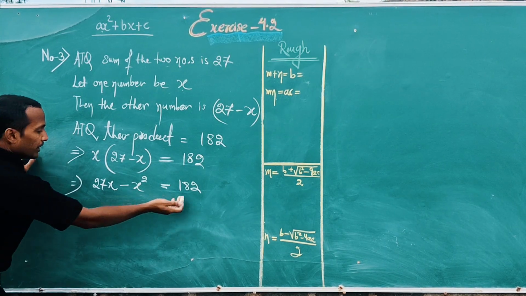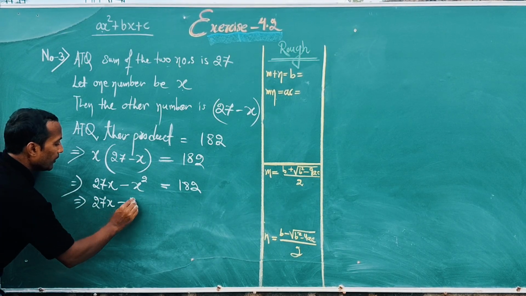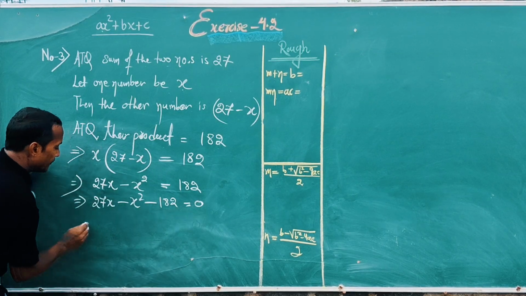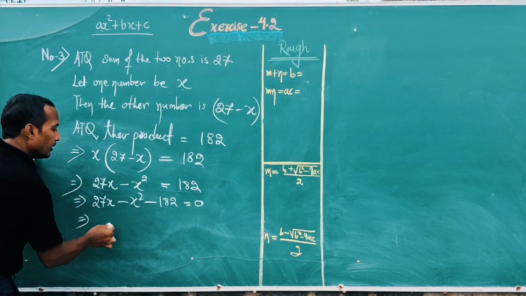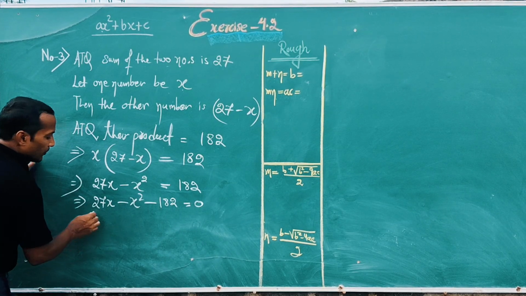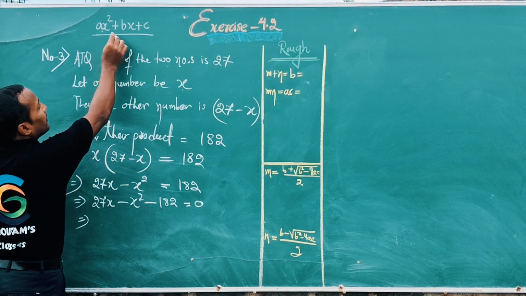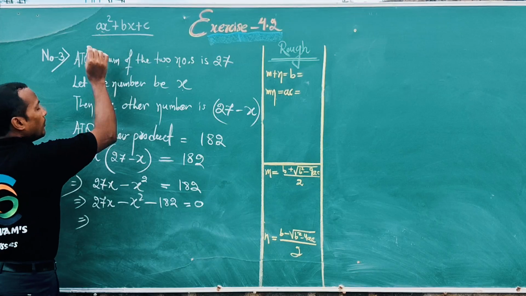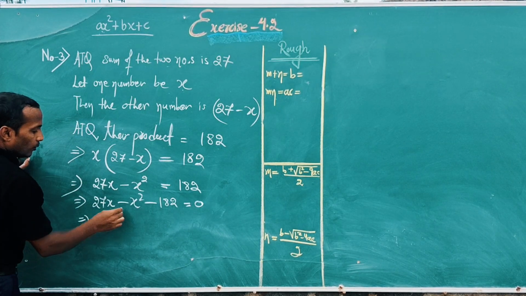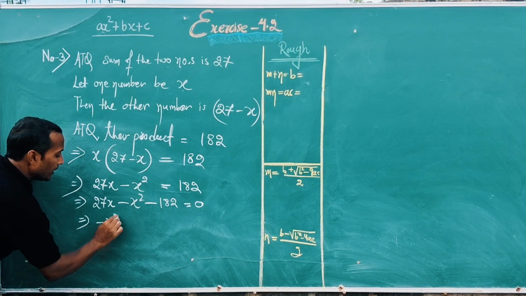Now students, we will bring 182 to left side. So we will have 27x minus x square, 182 when comes to left side becomes minus 182 equals to 0. Now this is not in standard form actually. It is simplified but not in standard form, because the first term is not having x square. The standard form of quadratic polynomial is ax square plus bx plus c. So the term ax square has to be in the beginning. What is that term here? Minus x square represents ax square. So minus x square will be written in the beginning.